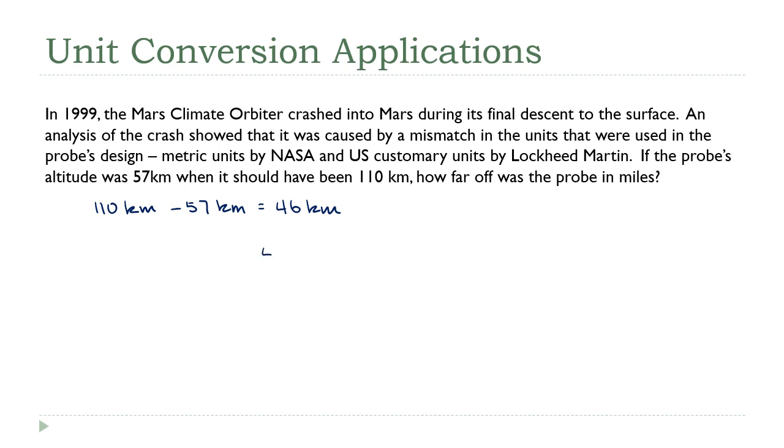So I'm going to do 46 kilometers, and I need to have kilometers in the denominator and miles up here in the numerator. And it's 1 mile per 1.6 kilometers. And the kilometers are going to cancel. 46 divided by 1.6, that's 28.75 miles. That's how far it would have been off.